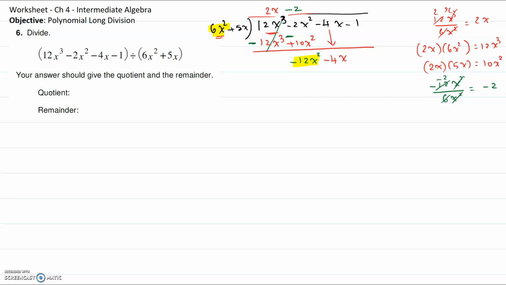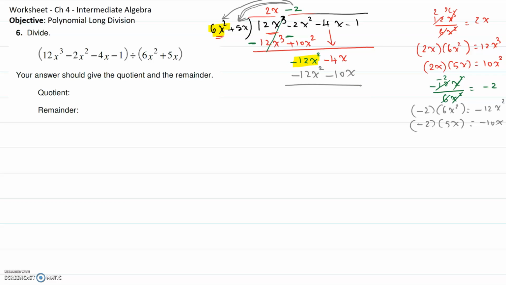Now you multiply negative 2 with every one of the terms in the divisor. Negative 2 times 6x squared. That will be a negative 12x squared. So that goes right below negative 12x squared. Then negative 2 times 5x, that will be a negative 10x, that goes right below the x term.